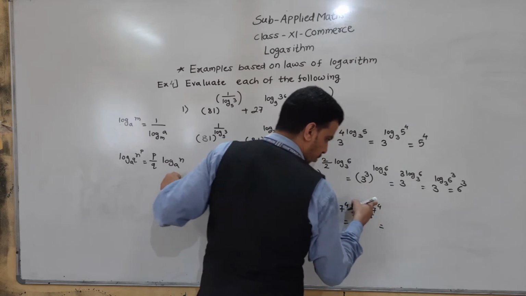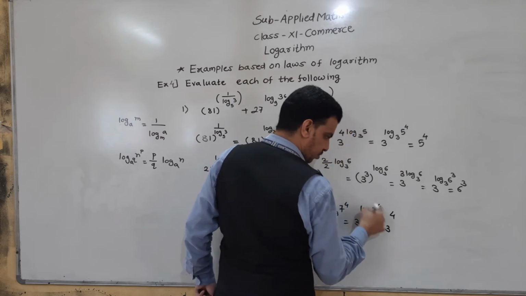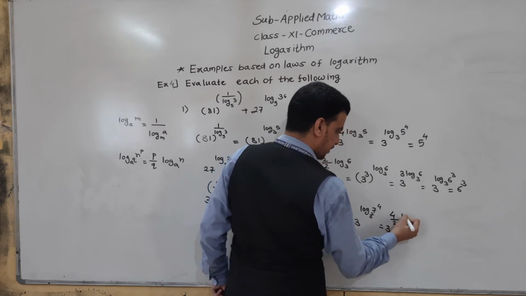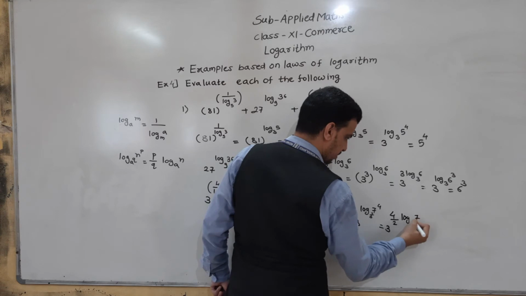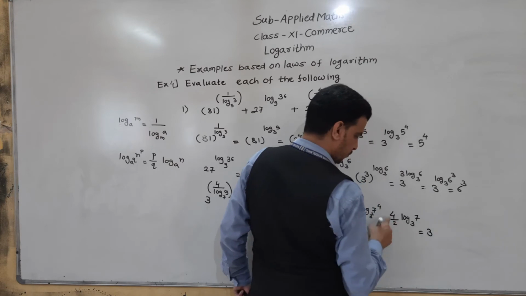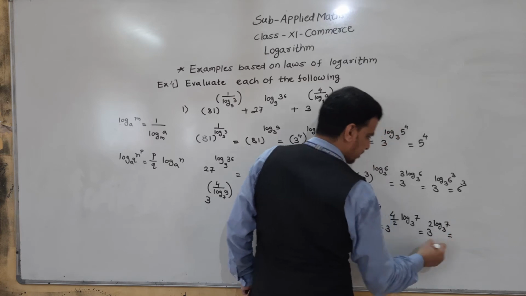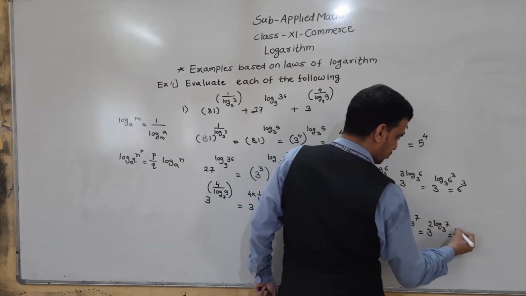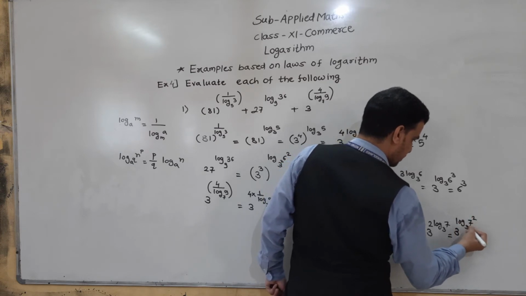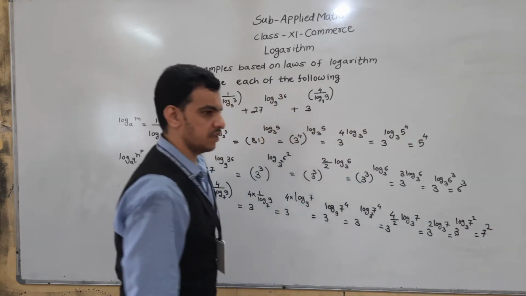So this power of argument becomes numerator. So 3 raised to, this 4 becomes numerator. This power of base becomes denominator into log 7 to the base 3. So it is 3 raised to 4 by 2, it is 2 log 7 to the base 3. Again this 2 becomes power of 7. So 3 raised to log 7 square to the base 3. Again base is same, so answer is 7 square. Okay. Understand this?